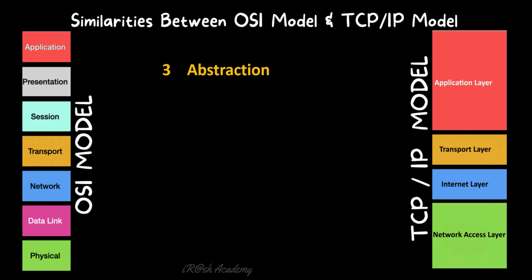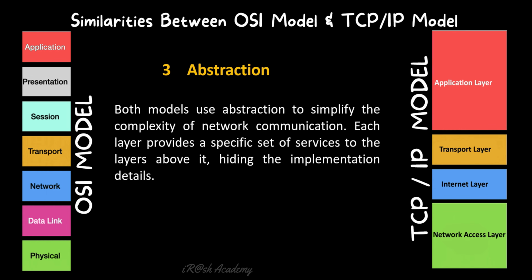Now point number 3, abstraction. Both models use abstraction to simplify the complexity of network communication. Each layer provides a specific set of services to the layer above it, hiding the implementation details. We know that in the TCP/IP and OSI models, each layer has its own functionality. The total network flow is divided between all these layers, and each layer works with the adjacent layers and helps in the network communication. So we can see that each layer provides a specific set of services to the layer above it.